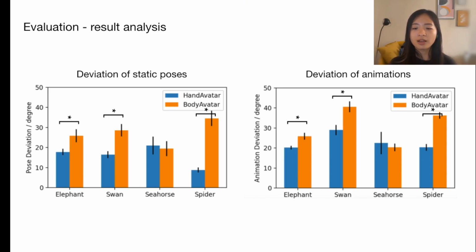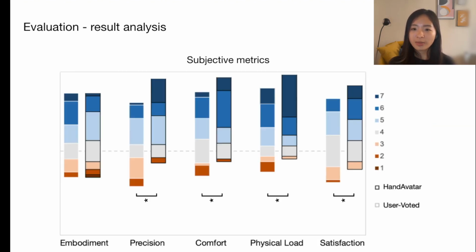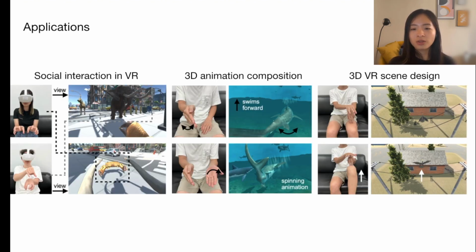The result shows that HandAvatar allows significantly more accurate control on 3 out of 4 tested avatars. The subjective metrics from the user experience evaluation indicate that HandAvatar allows significantly better control, brings higher comfort, less physical load, and produces more satisfying animations. HandAvatar also brings comparable sense of embodiment compared to body avatar. We implemented 3 applications to showcase HandAvatar's capabilities and its potential to unlock new interaction experiences.